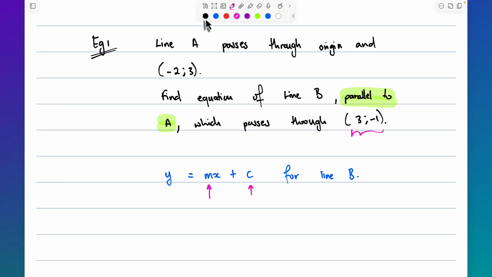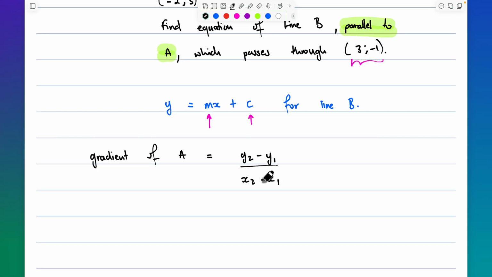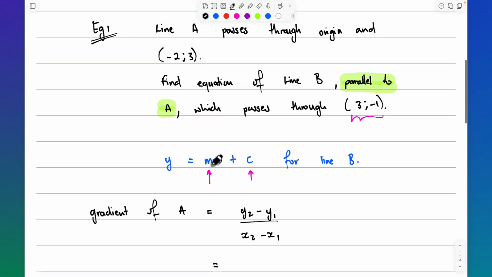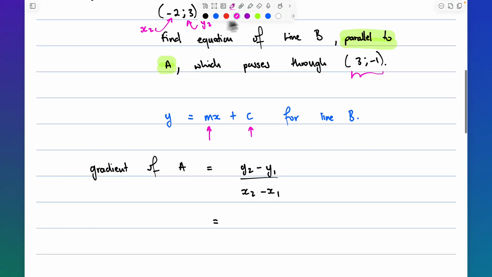We are going to come back here and say, okay, we need to calculate the gradient of A. The gradient of A, how do you calculate gradient? We say it's y2 minus y1 divided by x2 minus x1. Okay, so putting this into the formula, we can say our point 2 is going to be this point over here, which means this point is going to be our y2. This over here is our y1. X1, sorry. X2. Sorry about that.